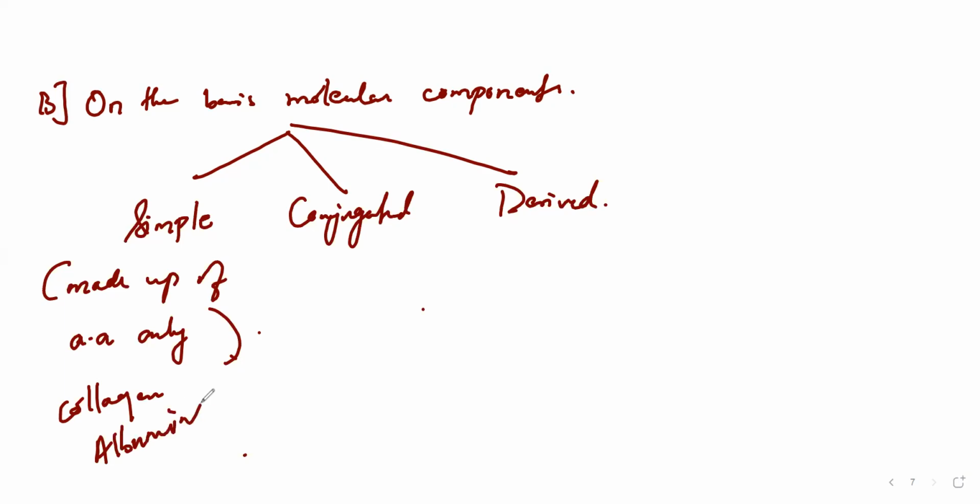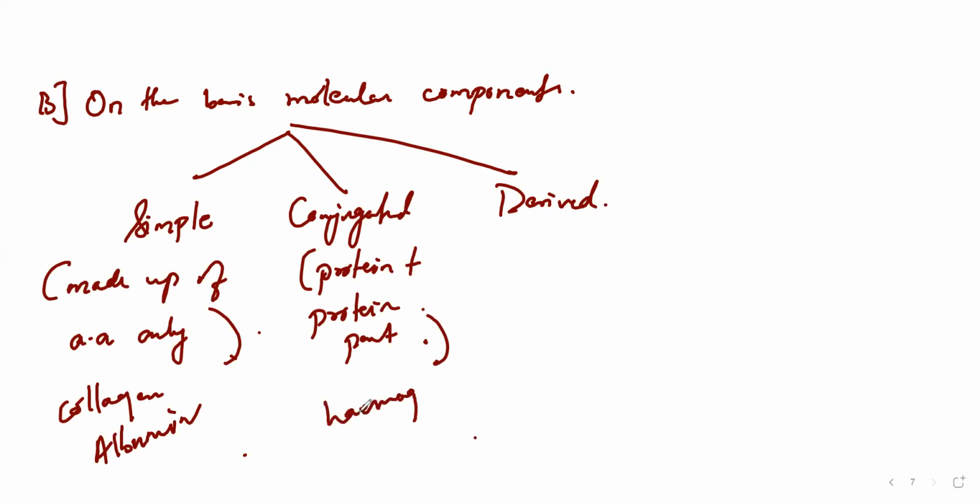In simple proteins, only proteins will be present. But if you take the conjugated proteins, they will be made up of what? Protein plus non-protein part. For example, hemoglobin, which is present in blood, or casein. This is present in milk.